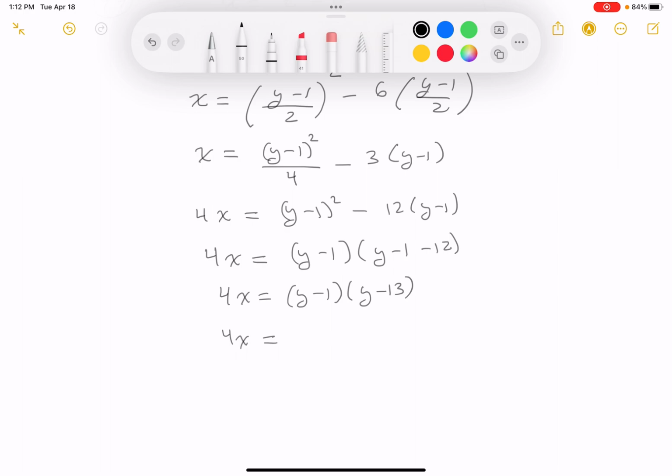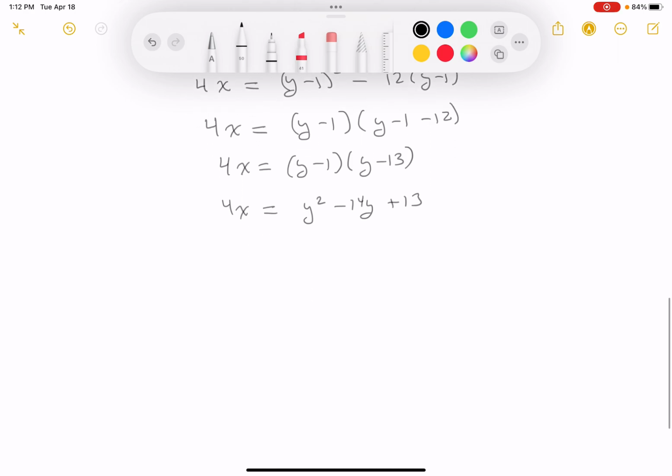I want to get this into some form I can recognize immediately. By the way, I know what it is now, but I want to get it in the form that I like. So it's going to be y squared. You know what? I don't need the parentheses anymore. I'm going to expand it. So I get y squared, minus 13 minus 1 is minus 14y, and then plus 13. All right? So I'm going to put down 4x minus 13 equals y squared minus 14y.